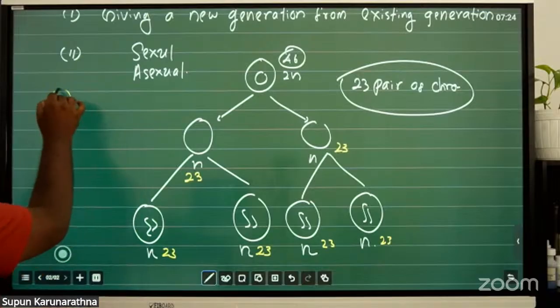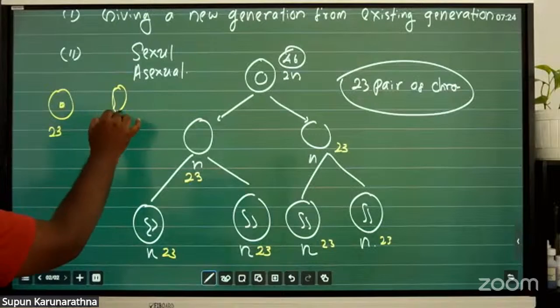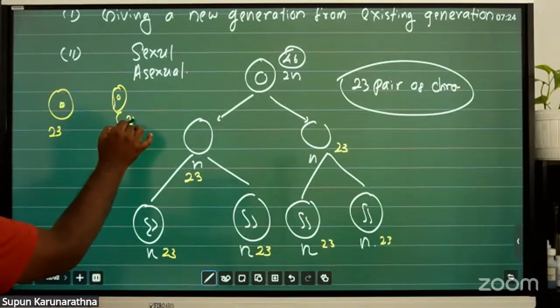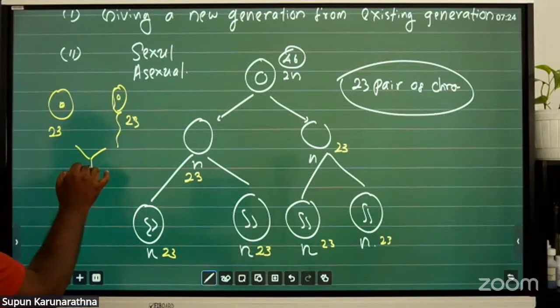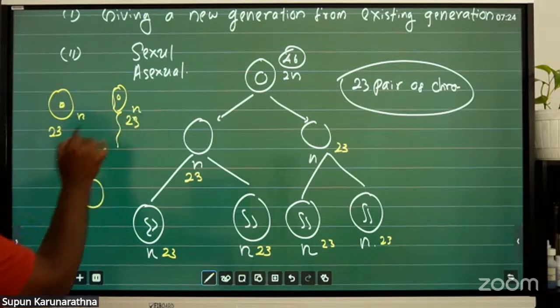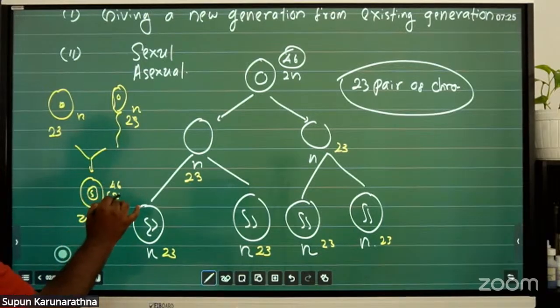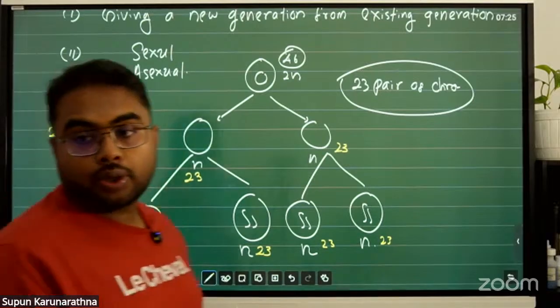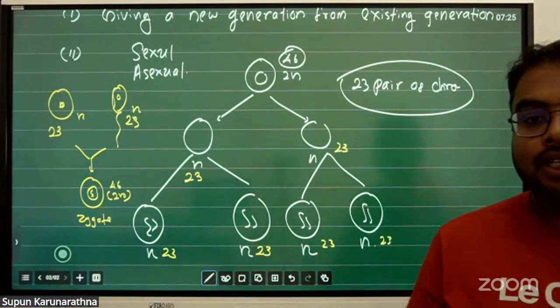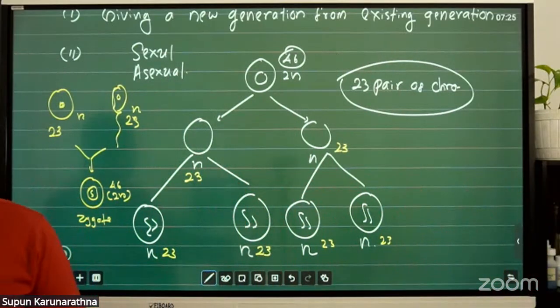Imagine that an ovum has 23 chromosomes, and when it is fused with the sperm, you can see that a zygote is formed. Here the ovum and sperm are both end cells. After fertilization occurs, it forms the zygote. The zygote is 46, that means 2n. Zygote is 2n, 46. Right here is the answer.